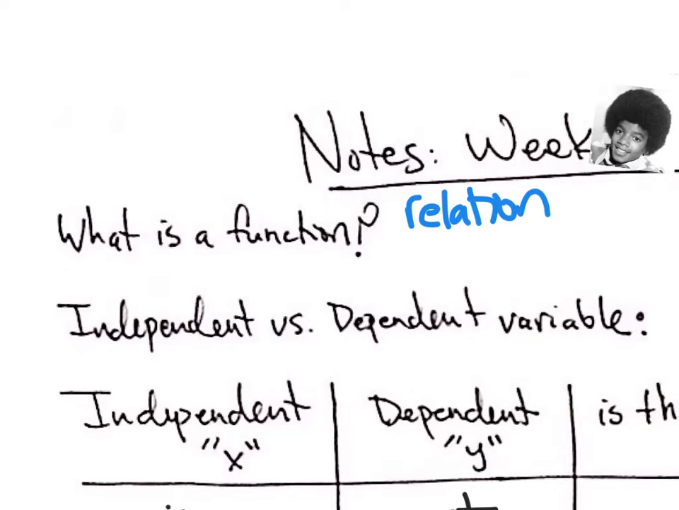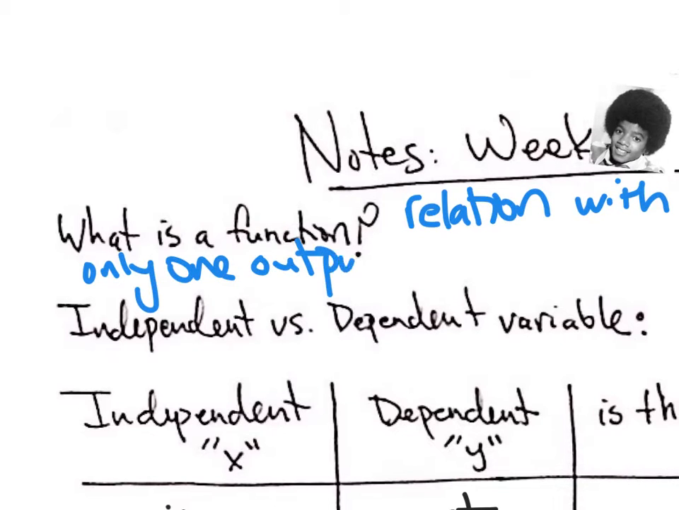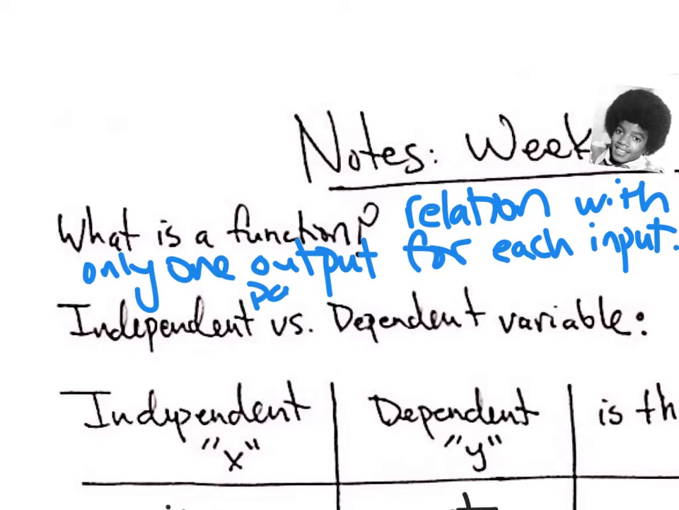But specifically, a function is something that passes the vertical line test. So a relation with only one output for each input. And we will talk about several examples of that. And so we might also say passes vertical line test.